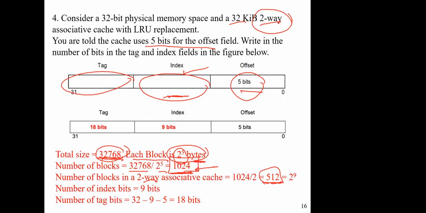And if I have 512 sets, how many bits do I need in order to address each set? The same thing exactly. Log of 512 to the base 2 will give you 9. So now I have 9 bits. 32 minus 9 minus 5 will give you the tag, which is 8 bits.